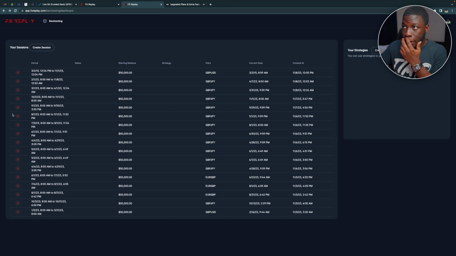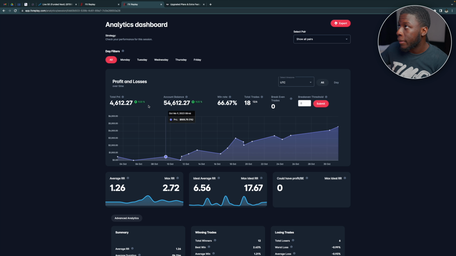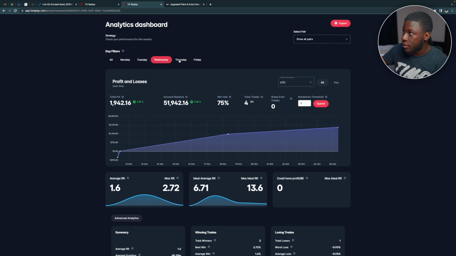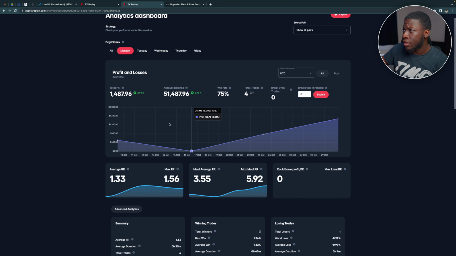So now we can take a look at one of the backtests that I've done. For example, when you click on the analytics, you will see all of the metrics that you want and you need. This is way better than just backtesting on TradingView. You can see on Monday it tells me exactly how many trades I took, Tuesday, Wednesday, Thursday and Friday. And you can see that based on this backtest I was up in total by 9%.